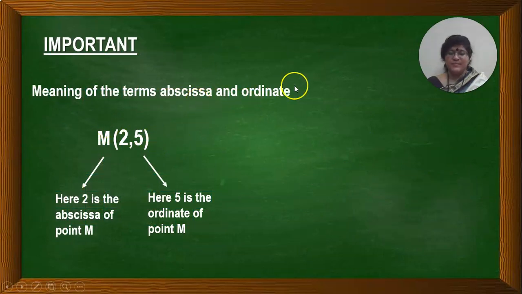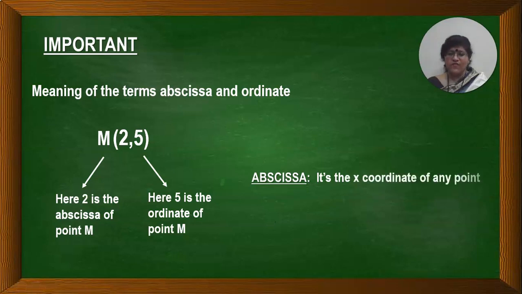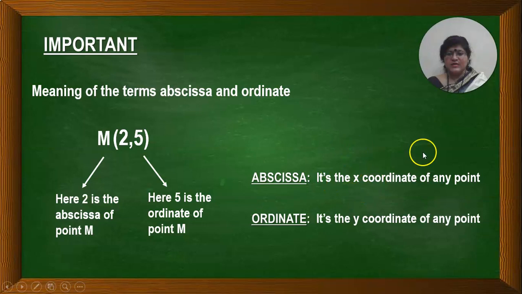Now, the meaning of the terms abscissa and ordinate. If the coordinates of point M are 2, 5, 2 stands for abscissa, or it is the x coordinate of a point, and here 5 stands for ordinate, or it is the y coordinate of a point. So this is the definition of abscissa. Abscissa is the x coordinate of any point, and ordinate is the y coordinate of any point. When I talk about any point, we're talking about these points lying on the Cartesian plane.